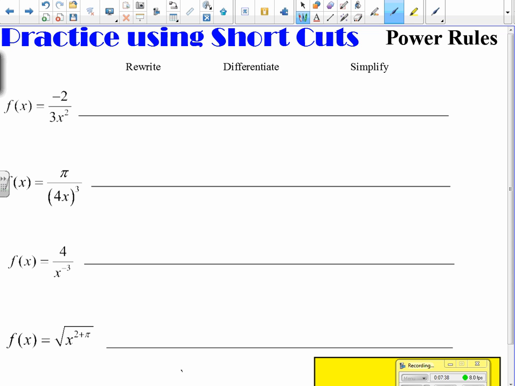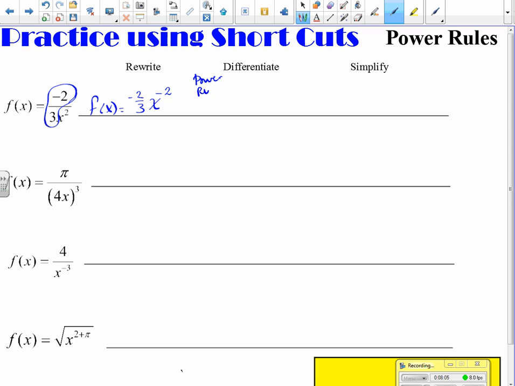Now, for a little bit more complicated ones, my suggestion is going to be to rewrite it first, then to take the derivative. So what do I mean by that? Well, let's rewrite this as -2/3. I see the fraction, don't you? And then I've got x to the second on the bottom. That's going to be like an x to the -2 if I rewrite it. Now I can differentiate it using the power rule.